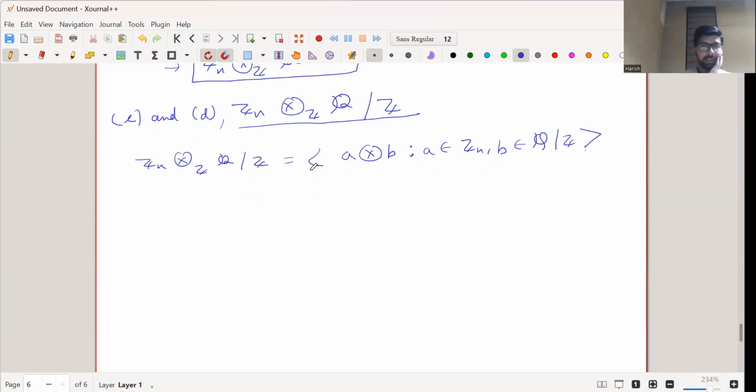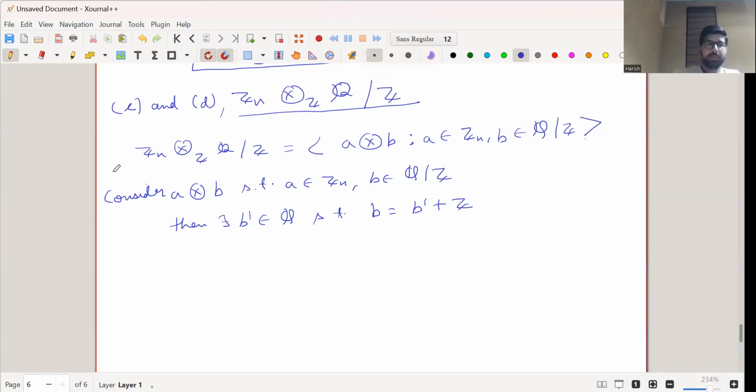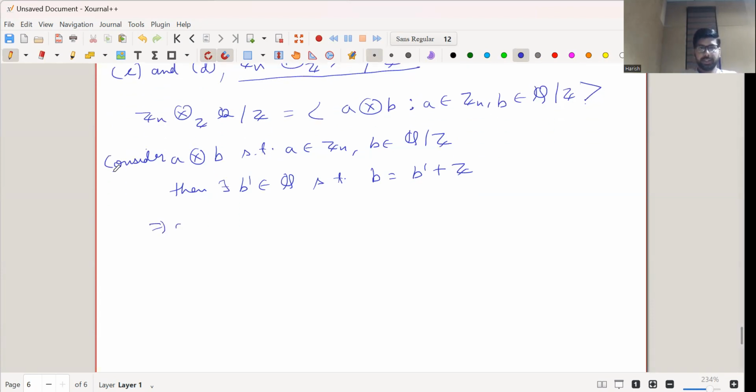Now again, let's consider an arbitrary generator of it. Consider A tensor B such that A is inside Zn and B is inside Q modulo Z. Then B is an element of Q by Z. That means B is of the form: there exists B' belonging to Q such that B is B' plus Z, because it's a quotient group of Q, right? So what is A tensor B then?